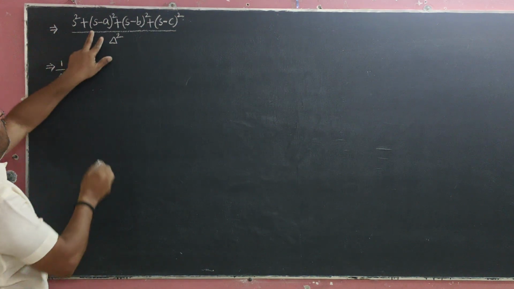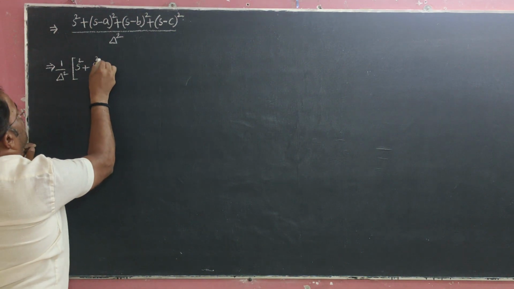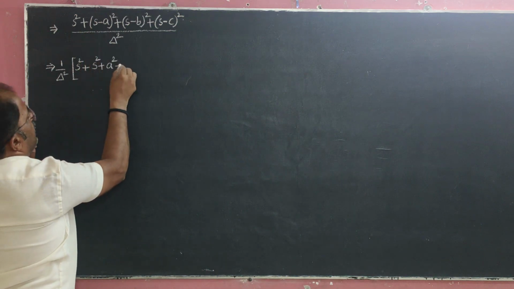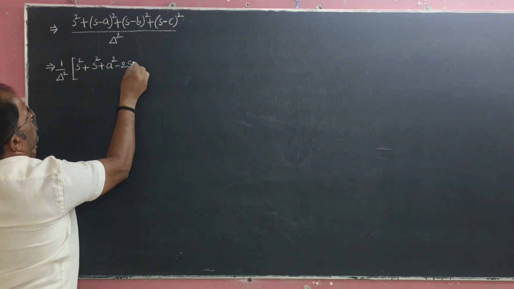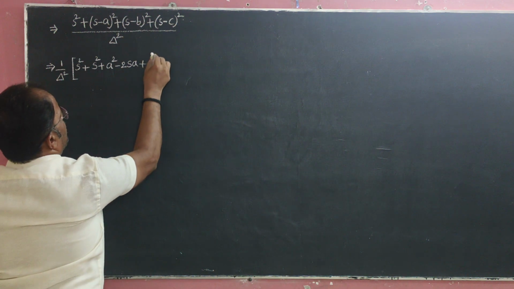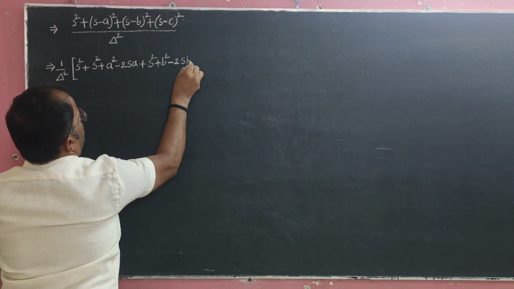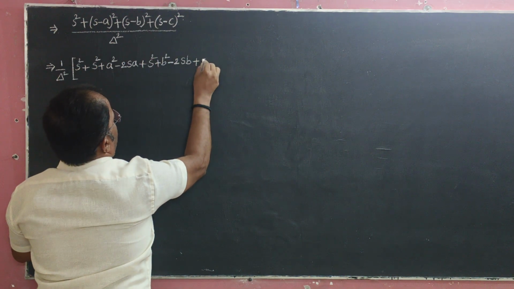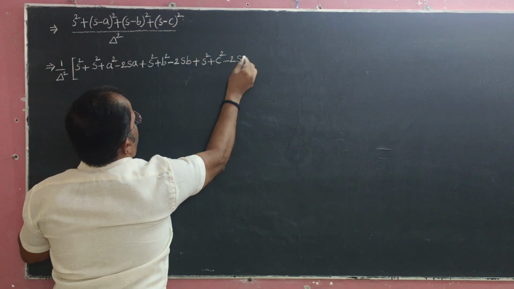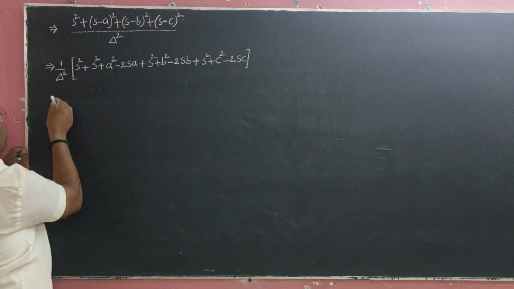Okay, next s² as it is. Okay, plus (s minus a) whole square: the formula (a minus b)² is a² + b² minus 2ab, so s² + a² minus 2sa. Remaining also the same, using the (a minus b)² formula, a² + b² minus 2ab. Next one also (a minus b)², a² + b² minus 2ab. Clear? Okay, simplification completed. Whole square simplification completed.